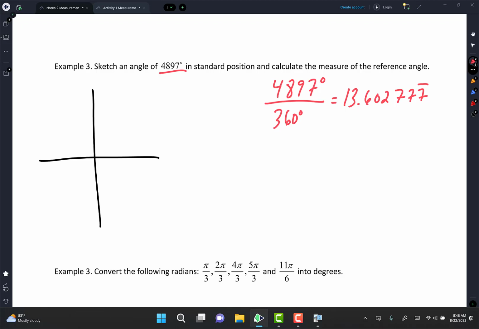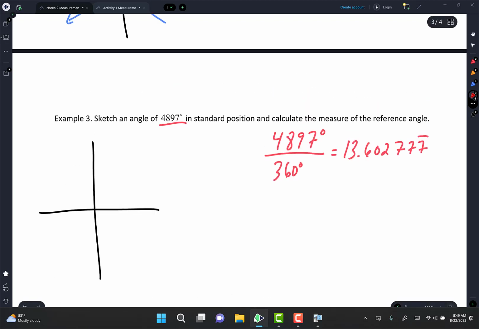All right, so now tell me this. I think everyone's okay with the 13. The 13 means that I do 13 revolutions. What is that 0.60277777777777777? That was fun. Do we know? Is that the reference angle? It's just 0.602? All right, let me do a side note.